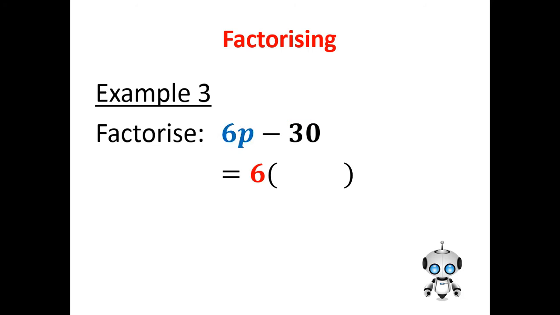The first part of the expression is 6p, so 6 times something makes 6p. Well, it must be just p. We see a subtract, so we write down a subtract. And the second part of the expression is 30, so 6 multiplied by something is 30. 6 times what is 30? Well, it must be 5. 6 times 5 is 30, so our final expression is 6 bracket p subtract 5.